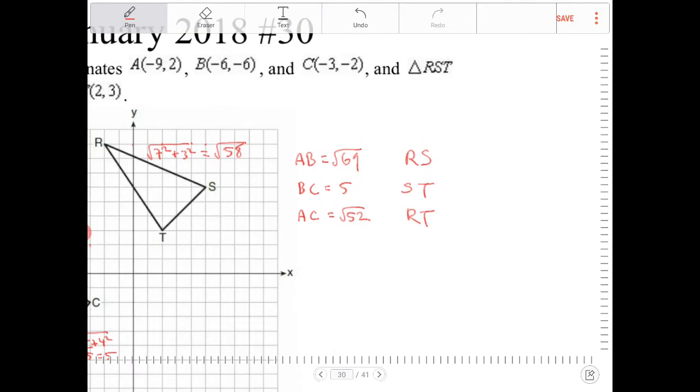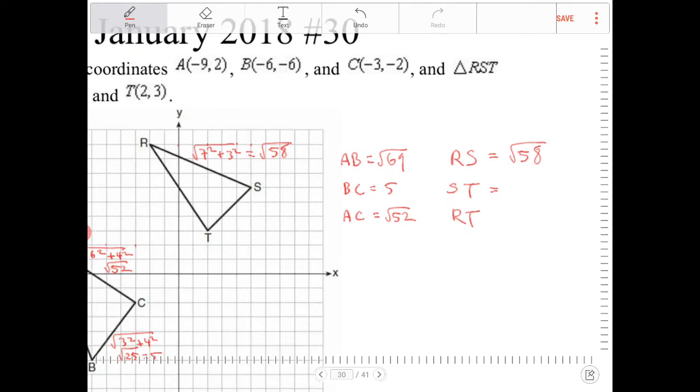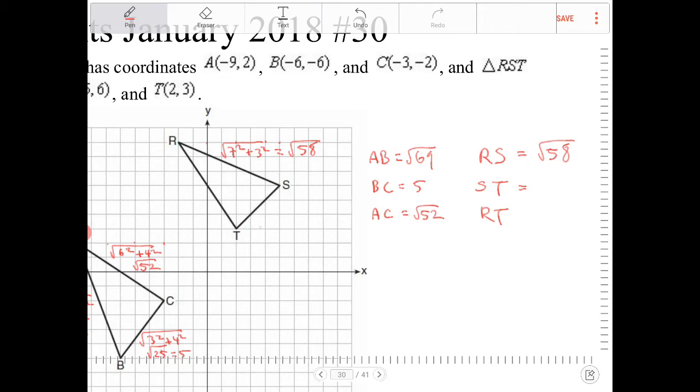So immediately, right, I already see RS is equal to square root of 58, which is different from square root of 69. ST, we're going to go 2, 3, and 3 up. So this is going to be square root of 3 squared plus 3 squared, which is square root of 18, which is again different from 5.